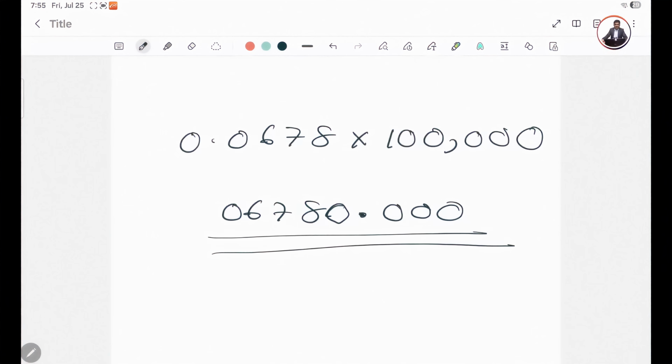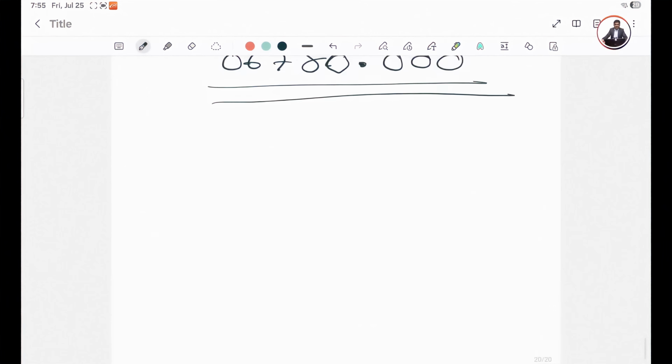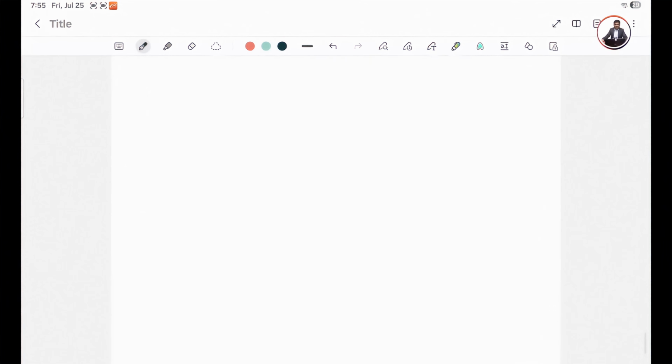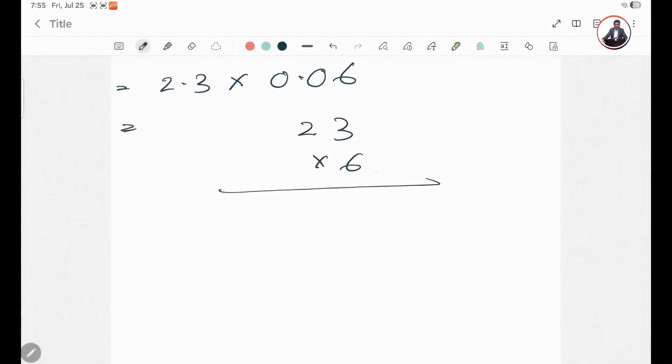Right? Got it. Now we go to the next one. Now for example, if you want to multiply 2.3 into 0.06, what you have to do is multiply without decimals. So 23 you write here, and then 6 here, and then multiply.